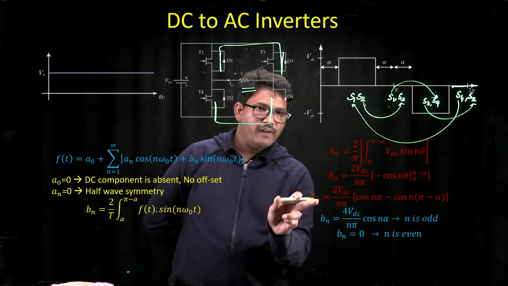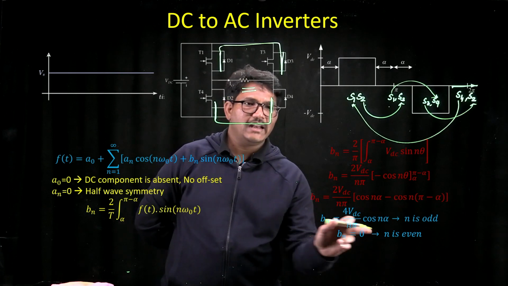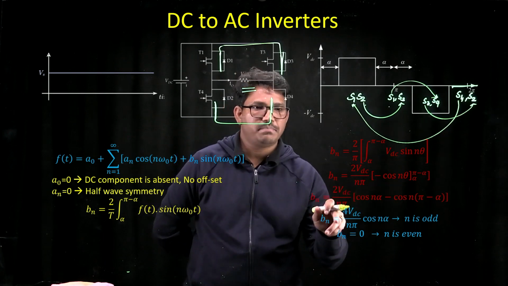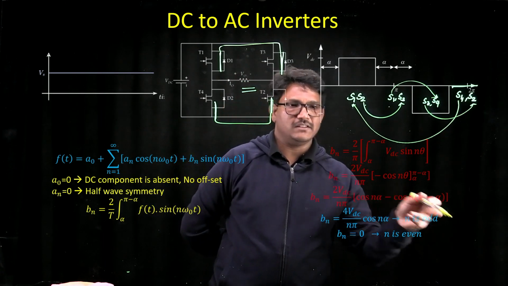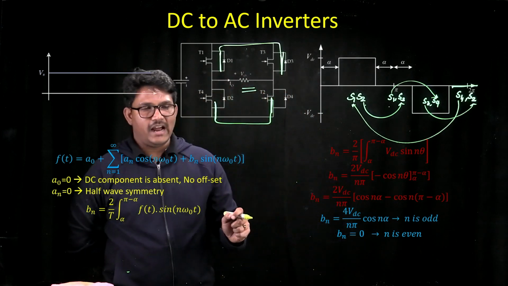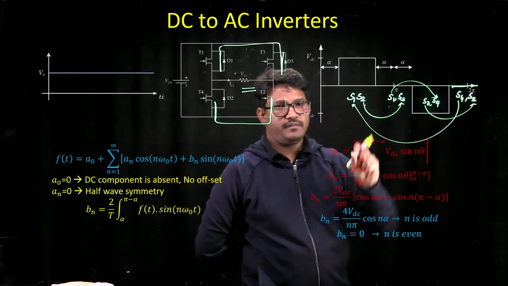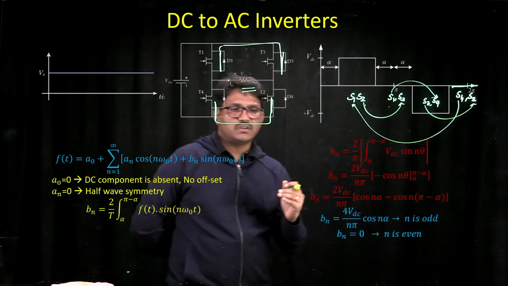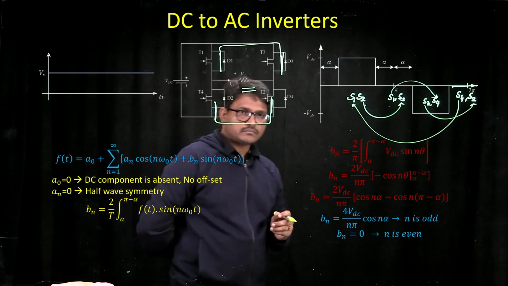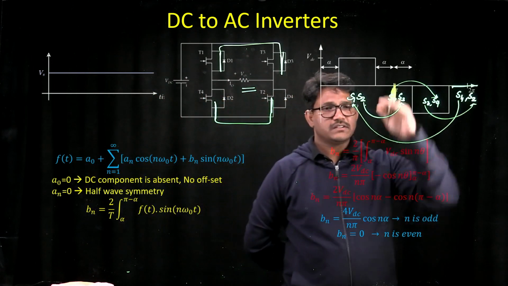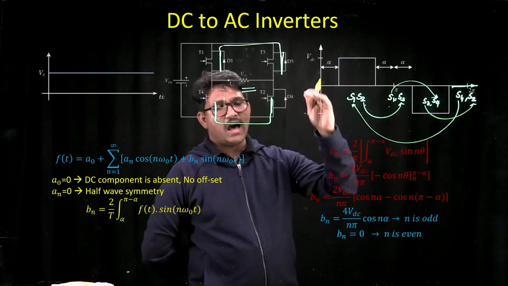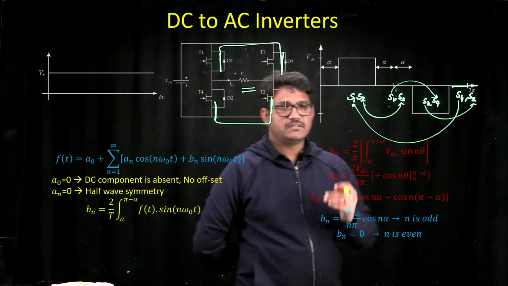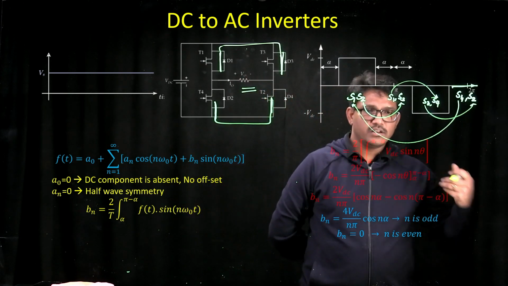But we still get the values of Bn to be 0 when n is even, and the values of Bn are now 4VDC upon n pi cos n alpha when n is odd. So this indicates that the output voltage has sinusoidal components, and each sinusoidal voltage needs to be only odd. Now we have this output voltage represented as a function of sinusoidal voltages of odd frequencies. That means odd harmonics, 1, 3, 5 and so on.